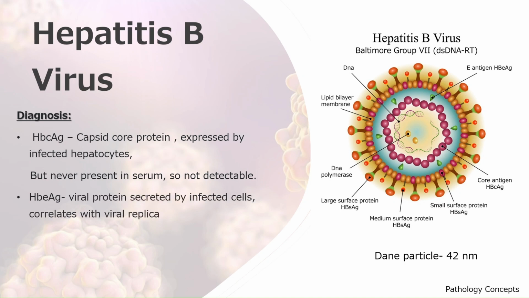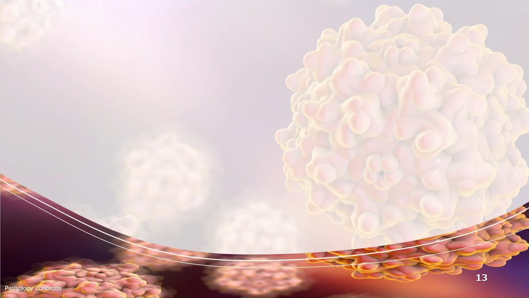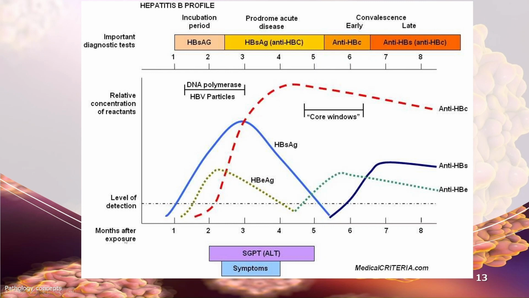HBeAg is a viral protein secreted by infected cells, and it correlates with viral replication, being increased in highly infectious patients. HBV DNA is mainly detected by the PCR method, which is useful for viral load estimation. This is the hepatitis B profile. Shortly after the exposure, HBsAg begins to rise along with HBeAg, and after that anti-HBc total begins to rise.